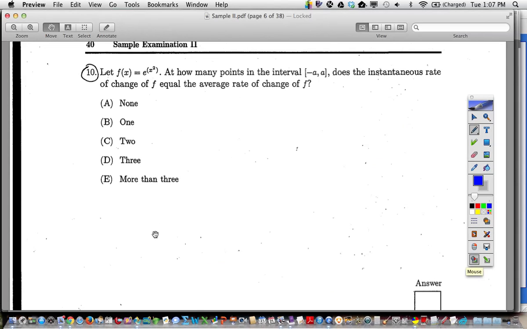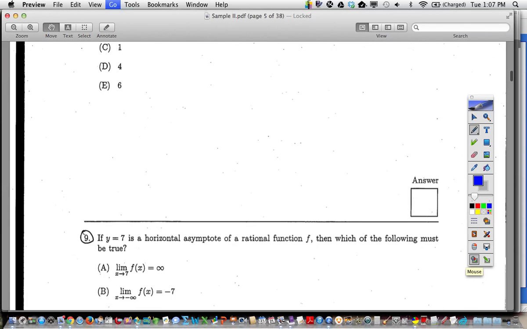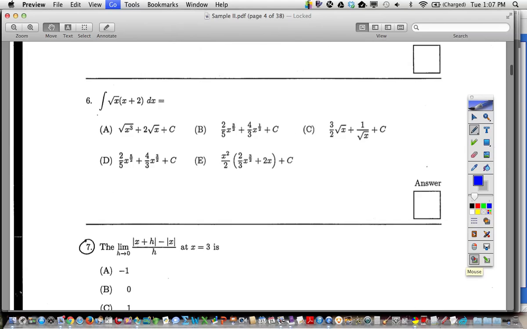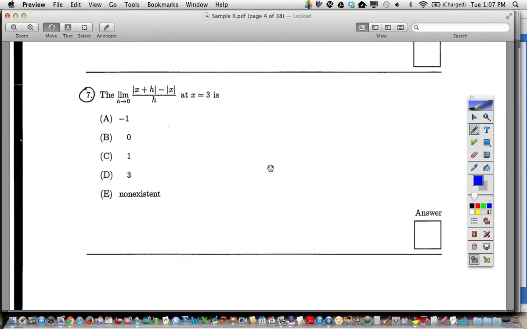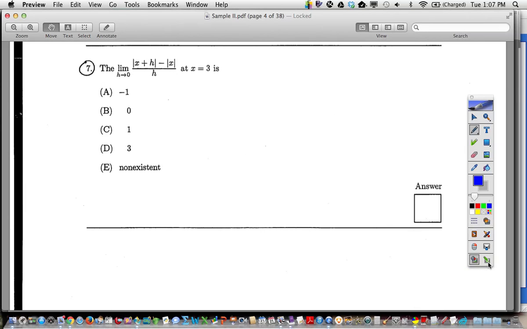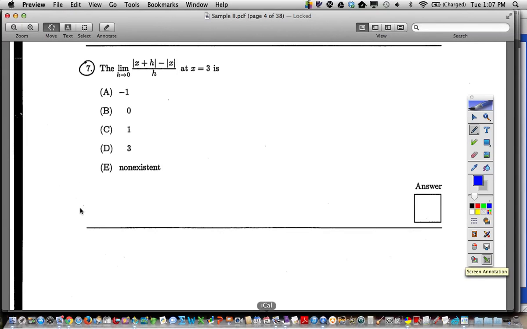Okay, what else? We've got a little bit of time. We could probably do one more. Yeah, number 7. Oh, this is good. This is a good one. I don't want to do it. Wait, I can do this. This you should be able to do without any work shown, with a picture in your head, and you know the answer is C.